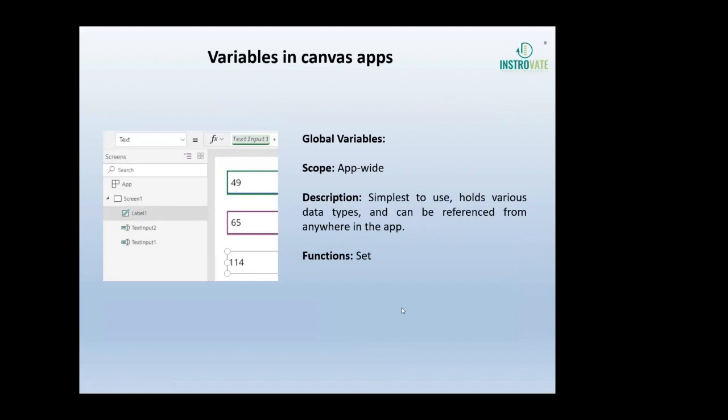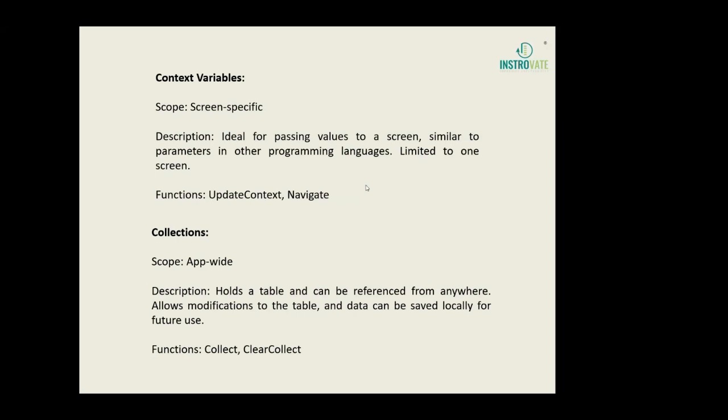Now variables in canvas application, we will see the variables. First of all, global variables. Description: it is simplest to use. It holds various data types and can be referred to from anywhere in the application. Like for navigation I have used a navigation variable. Similarly, the Set function comes under global variables, and it can be referred to from anywhere in the application.